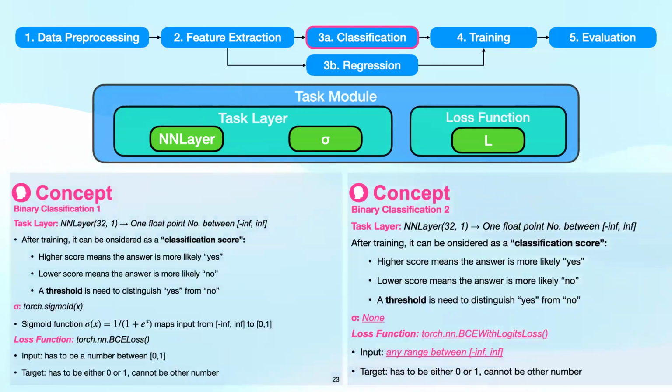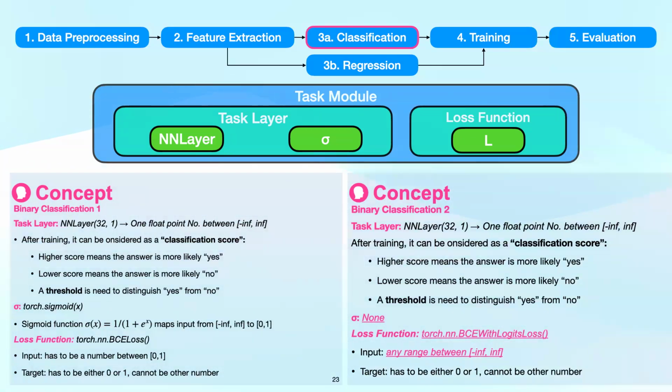So this is the first way to do binary classification. There is a second way, which is actually very similar to binary classification number 1. The only difference is here. First, now I deleted my activation function. I'm no longer using this sigmoid function to map my output from -infinity to infinity to 0 and 1.